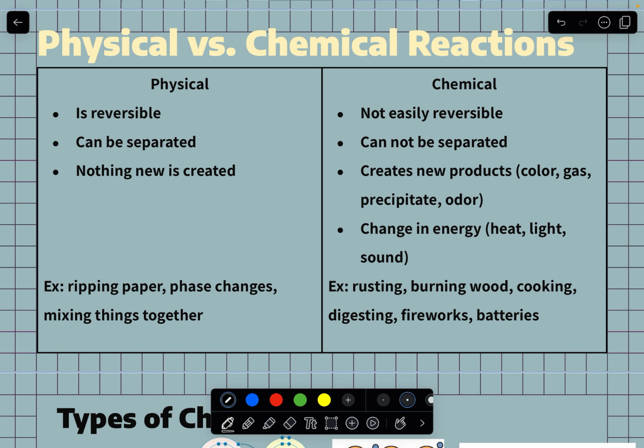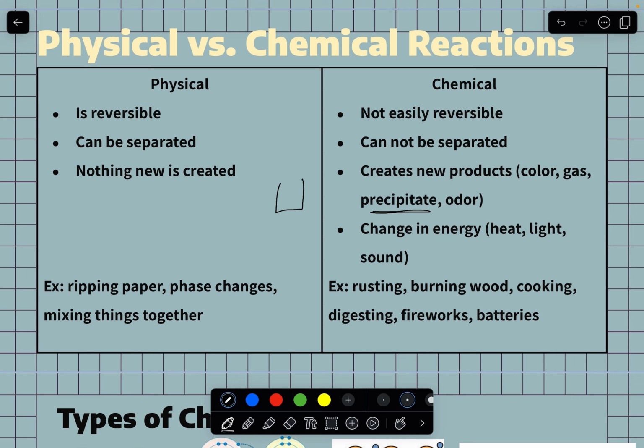With chemical changes, these are not easily reversible. You cannot separate them out, and you are making something new. And you may remember, when you're making something new, a new product, we can see this with color changes. If there's a gas forming, if there's bubbles, a precipitate, that's a word that we should know.